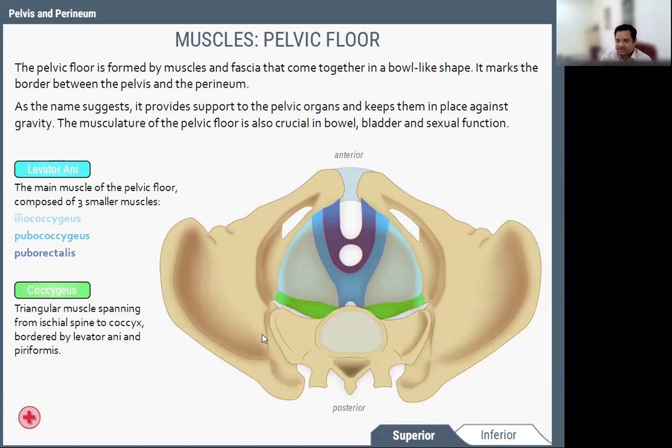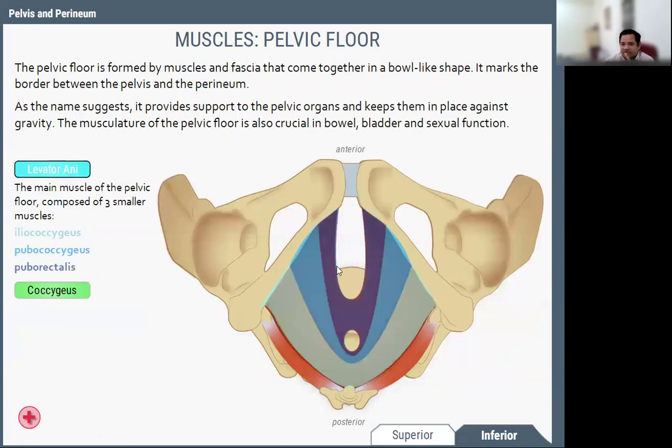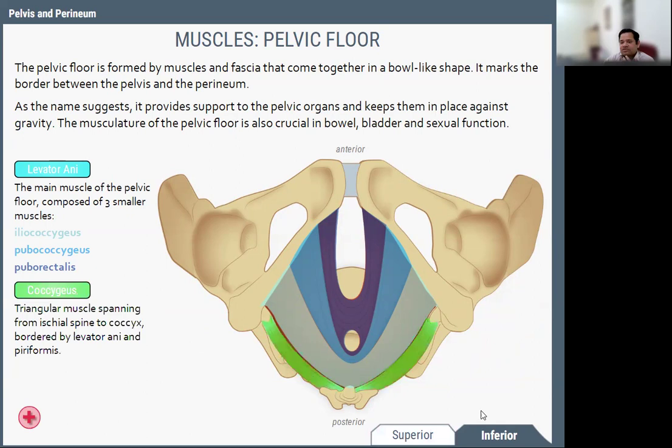When you are going to see it like this. Now when you see from the inferior side, same muscles, just the view is changed. You can see the view is changed, the process will be on the lower side. Okay. Now, what is the importance of this?